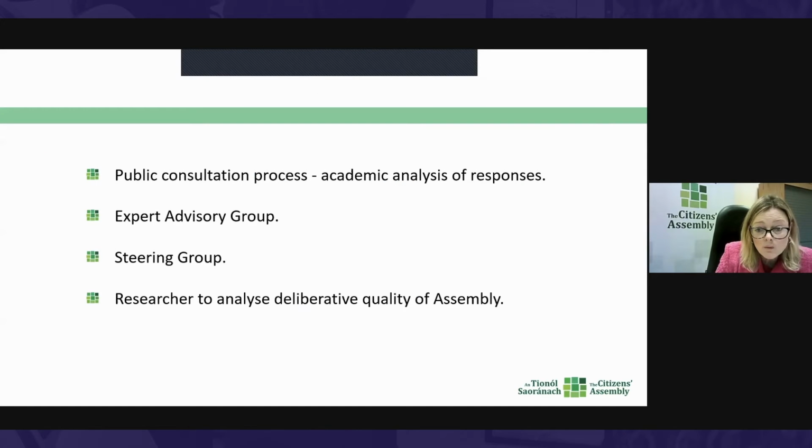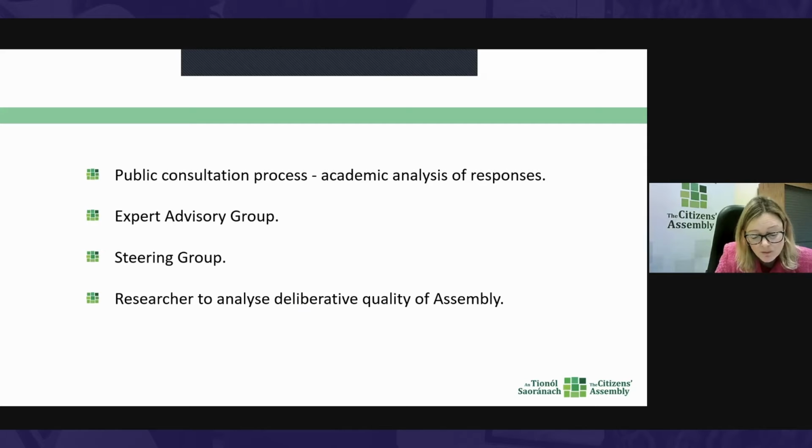So actually, before we even started our meeting, we launched a public consultation process where we invited submissions from the general public, from NGOs and interest groups. And we engaged an academic to analyze these submissions, and she presented an overview of the submissions to the members at their meetings, which they found extremely helpful.